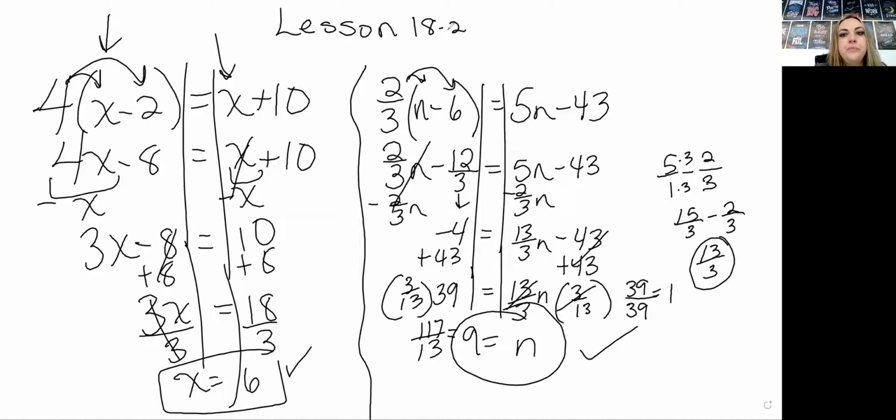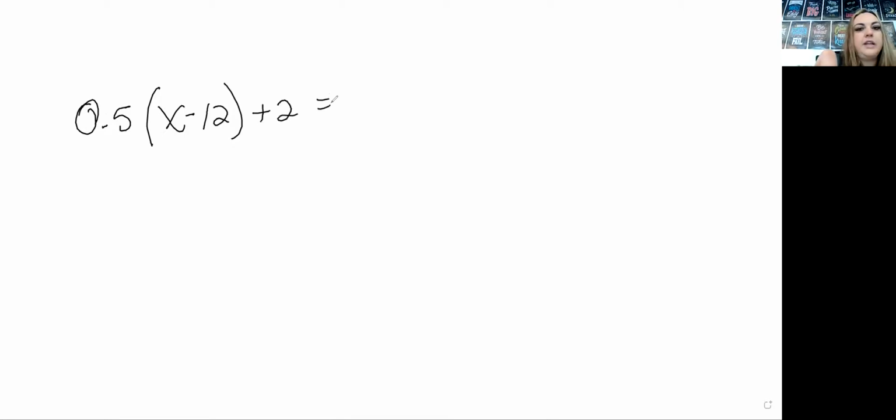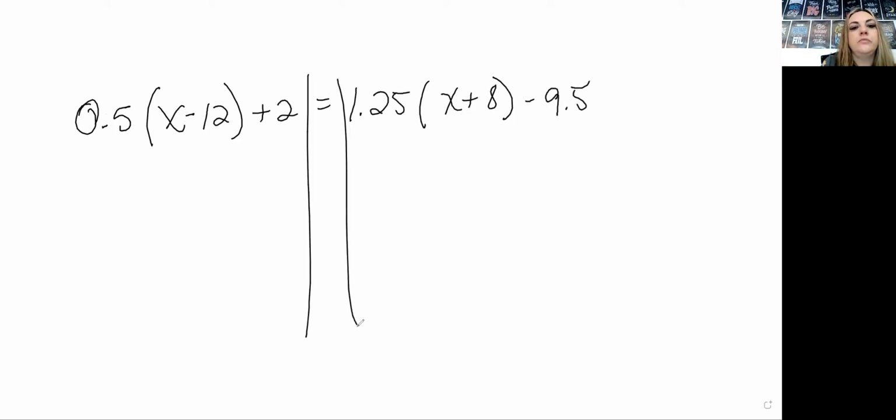Let's do one more. So we'll do this decimal here. So 1/2 times the quantity x minus 12, add 2, that equals 1¼ times x plus 8 minus 9½. So we don't have any like terms that we can combine yet. So we're going to rewrite this without the parentheses using the distributive property.